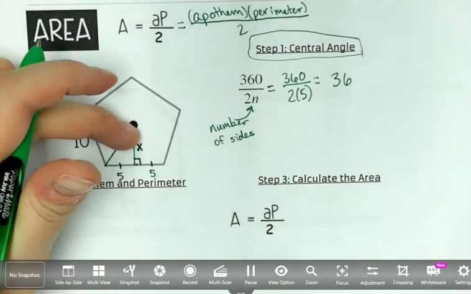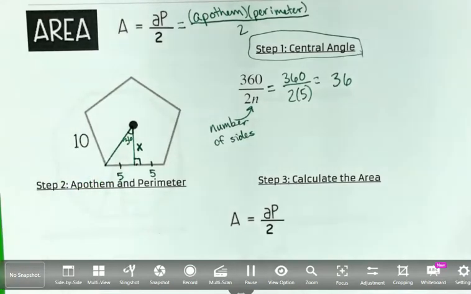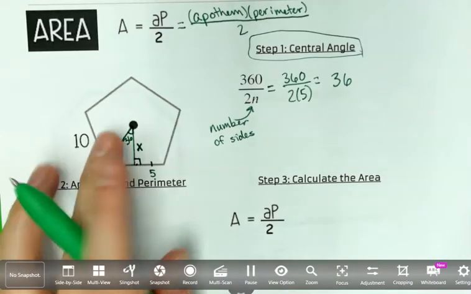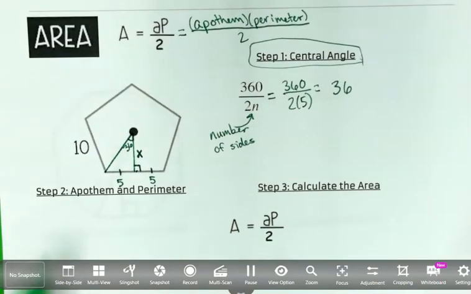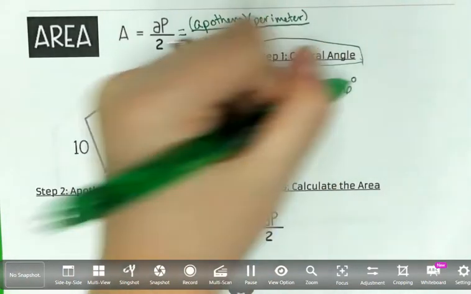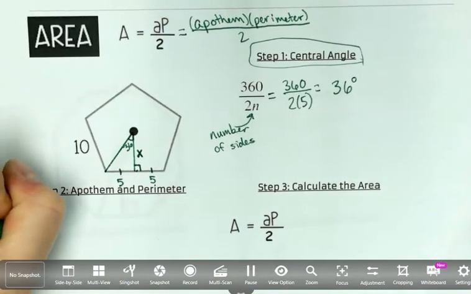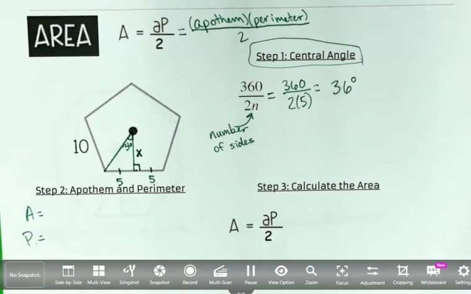Cool. So we have our angle now. We have the side we're looking for, and we also have this side length right there of 5. We're only looking at this triangle that's within the pentagon right now, because our next step is to solve for the apothem and the perimeter. So A equals what? Perimeter equals what? We're actually going to be able to solve for our perimeter before we get to the apothem.